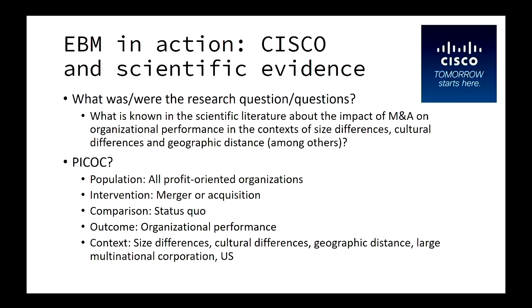You could even frame it like this, right? So you're interested in the impact of mergers and acquisitions on organizational performance in the context of size differences, cultural differences, geographic distance, large multinational corporation in the US, right? So you're including the conditions in the context. And I'll show you how we can think about it in more clear terms, like in terms of relationships between variables. But in the simplest way, this would be the best way to sort of break it down.